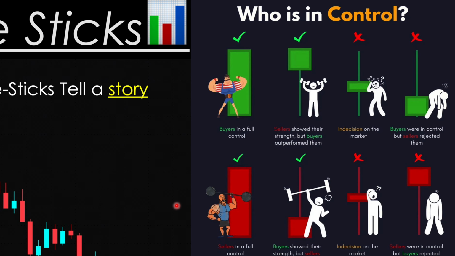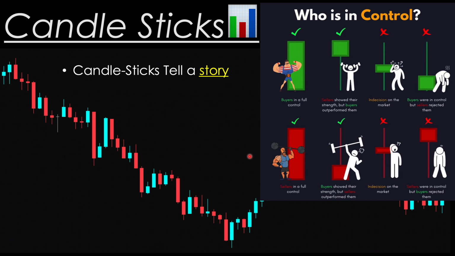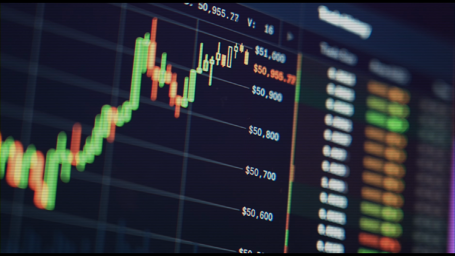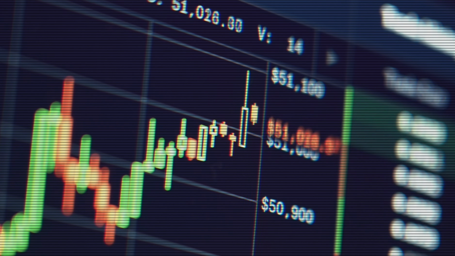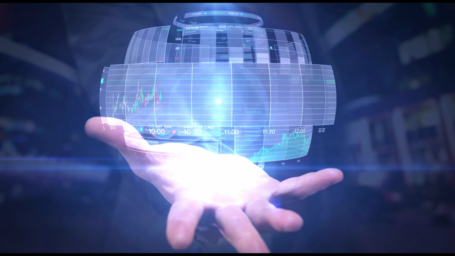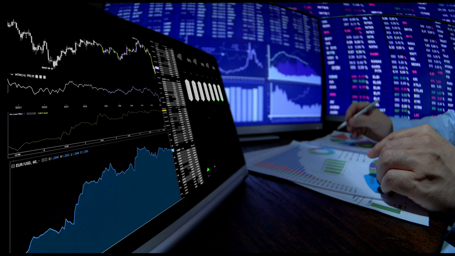Candlesticks literally tell a story, and they tell you who is in control, and it's something that I recommend that all traders get into because it's super important to understand who is in control, whether it's buyers or sellers taking this candle. This is literally the foundation of how you can start learning about option trading and all the terms in your favor.